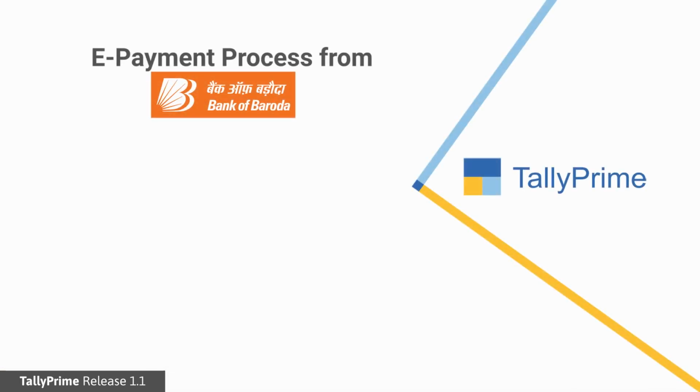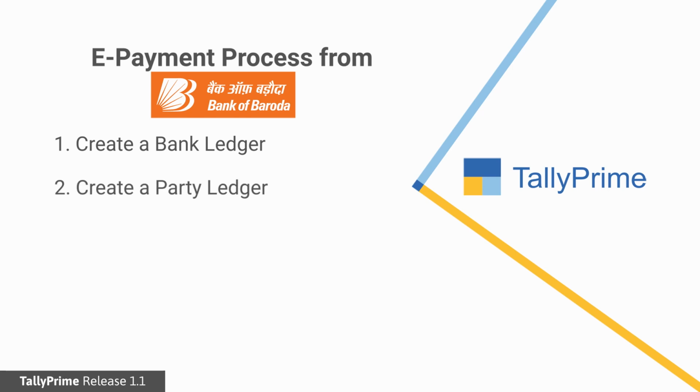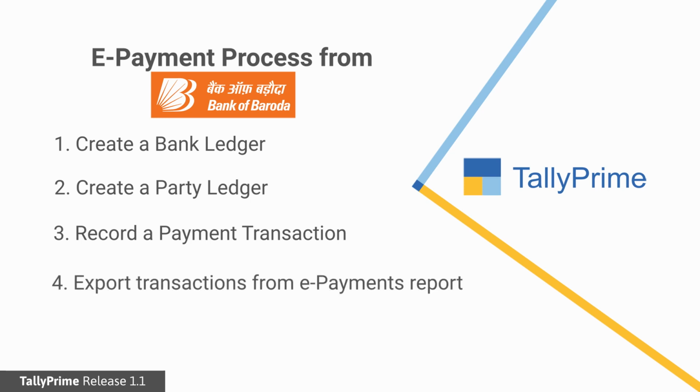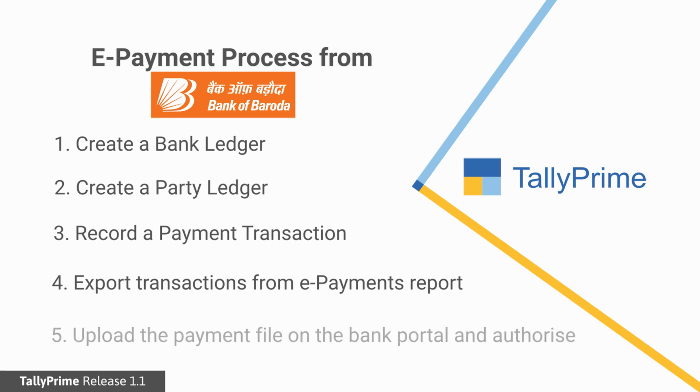Let us have a quick look at the process of e-payments from Bank of Baroda using TallyPrime again. Create a bank ledger with Bank of Baroda, India as the bank. Then create a ledger for the party to whom the payment has to be made. Record the payment transaction to the party by creating a payment voucher. Open the e-payments report and export the transaction in order to get the payment file. Finally, upload the payment file on the Bank of Baroda portal and authorize it, after which you can import the payment transaction report in TallyPrime and reconcile the transaction.